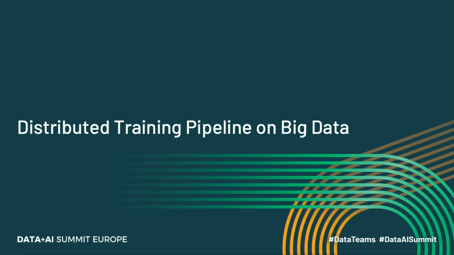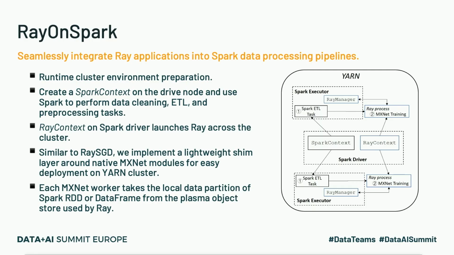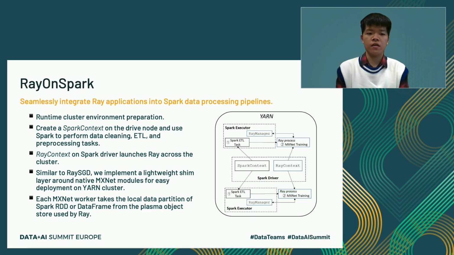Okay, so let's go into the implementation details of the distributed training pipeline on big data. We developed RayOnSpark to seamlessly integrate Ray applications into Spark data processing pipelines. As the name indicates, RayOnSpark can run Ray on top of PySpark on Burger King's Yarn cluster. First of all, for the environment preparation, we leverage Conda-Pack and Yarn distributed cache to automatically package and distribute all the Python dependencies on the driver node across the cluster at runtime so that users don't need to install them on all nodes beforehand, and the cluster environment remains clean after the program finishes.